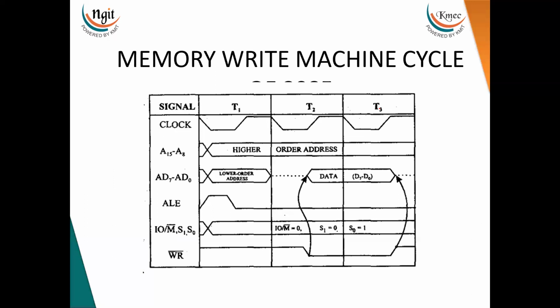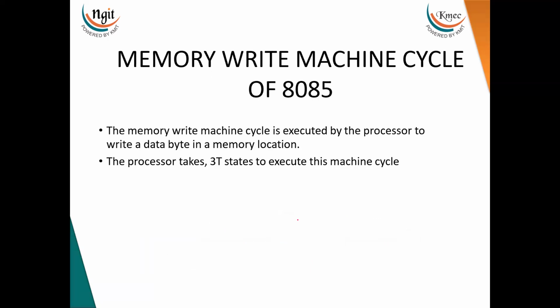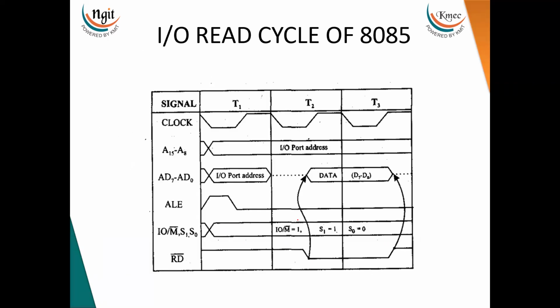Now coming to the memory write, everything is same like a memory read only. Instead of read signal, need to apply the write signal. Why? Because it is a memory write operation. So for writing, need to apply the write signal. So what are the status bits for the write operation? 0 and 1. Memory means what? 0 only. The remaining diagram is same like a memory read only. So analysis also same.